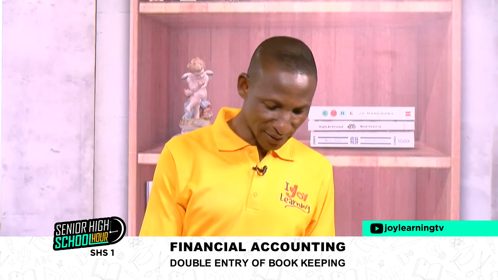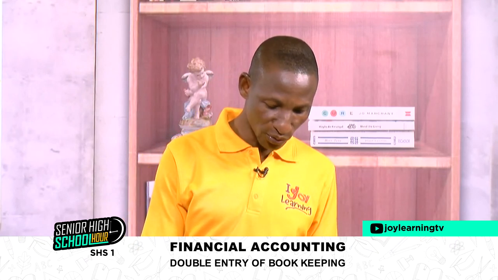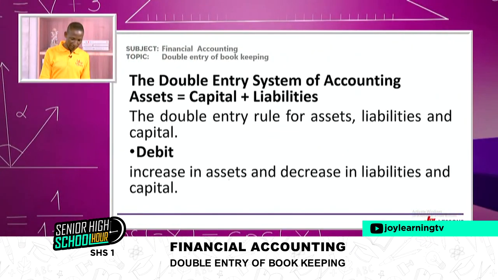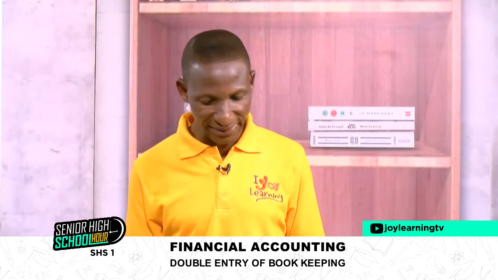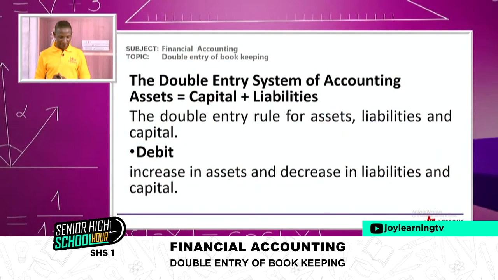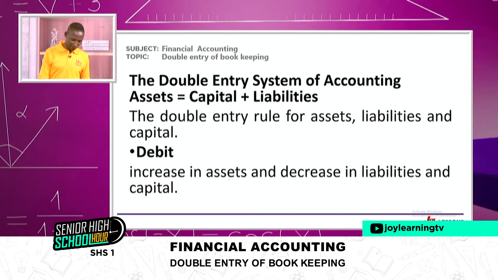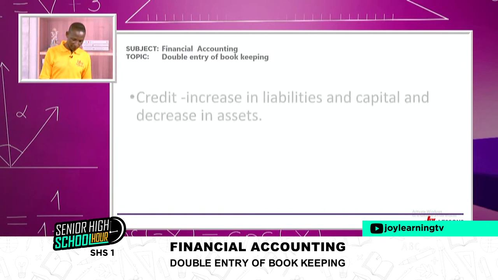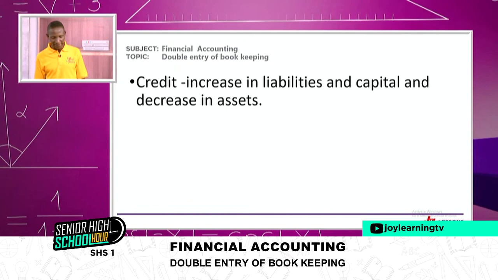When you are asked to state the rule, you should be able to state it. Debit increase in assets and decrease in liabilities and capital. Credit increase in liabilities and capital and decrease in assets.